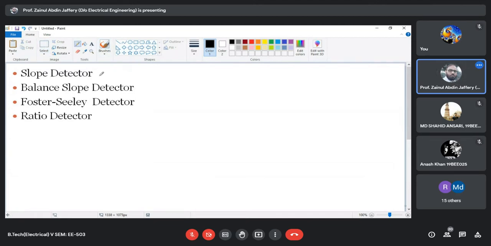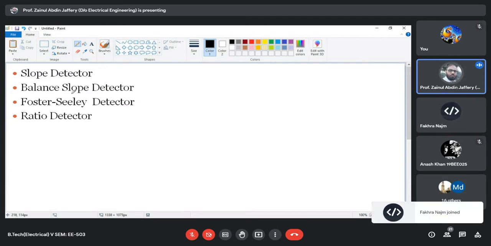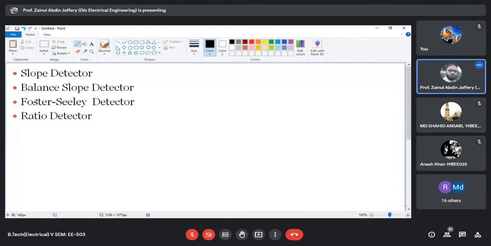This first one is the slope detector, and then this is again a slope detector, and this is the improved version. The basic circuit is your slope detector, and all these circuits are an improvement over that basic slope detector. We will take them one by one.